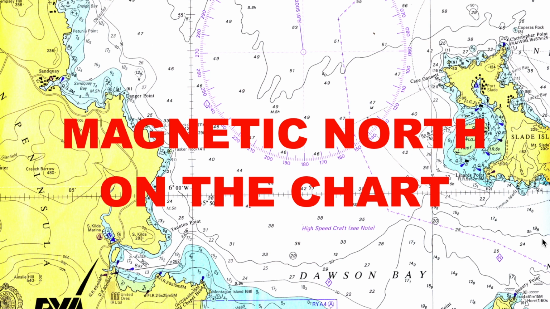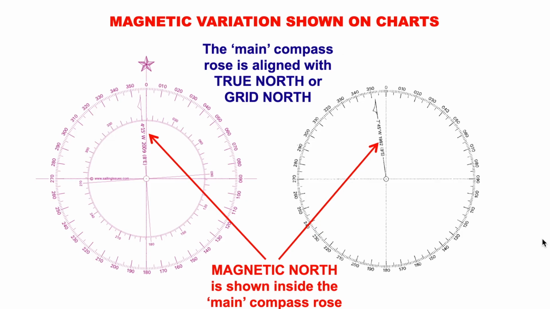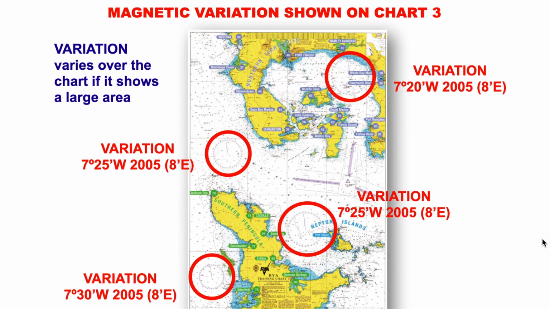So to find magnetic north on your chart, all you do is go to your nearest compass rose and it tells you in the middle the difference between true north and magnetic north. If you look around the chart, you will see that they're slightly different. That's because as we move around, we're changing our position in relation to the magnetic north and the true north. And that's represented on your RYA chart 3 with the difference between magnetic north and true north, which is the variation, being slightly different between the compass roses.